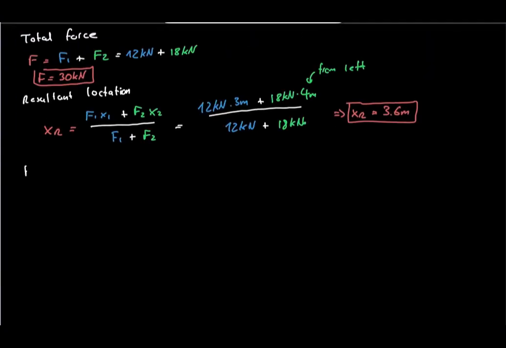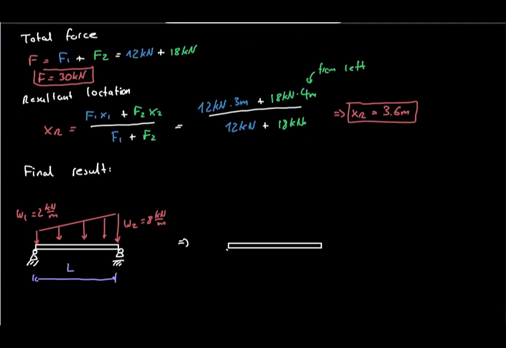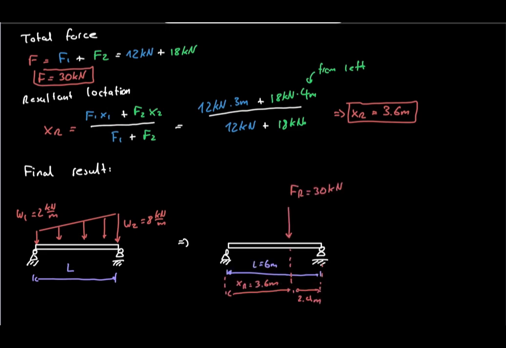Our final equivalent load is therefore a force of 30 kilonewtons acting 3.6 meters from the left end of the beam. The most important lesson is that trapezoidal loads do not require new formulas. Simply split the load into shapes you already understand. Calculate the individual forces. Combine them. Then use moments to determine the location. Engineering statics becomes much easier when complicated shapes are broken into simple pieces.